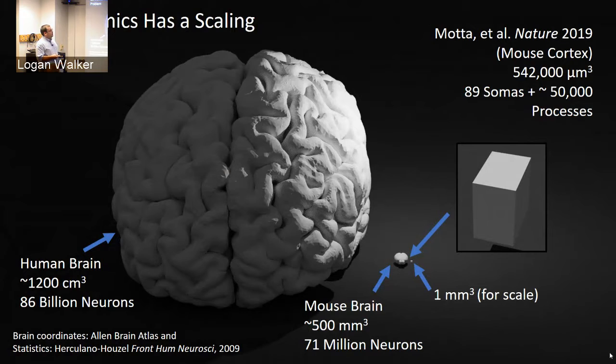Because again, when you're looking at this Nature paper that I alluded to at the beginning of that animation, that contains 89 somas, so 89 cell bodies of neurons, and then approximately 50,000 processes, so axons and dendrites that are projecting through that volume. And that project took a team of, I think they said about 24 people, 6 months to do. And so that gives you an idea that electron microscopy does not scale very well to the levels of creating a map of the mouse.